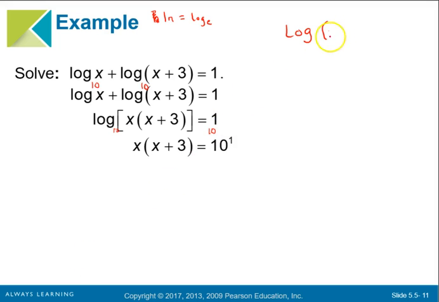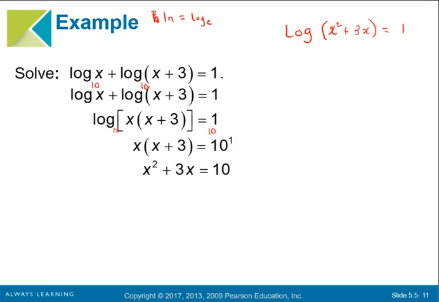I was going to say I also have, I could have said log x squared plus 3x, and then gone on from there. I could have had the 1. Neither of these would have been wrong. You could have done either way. Either approach will work. So in this case, we've got our 10 there, raised to the 1. And so that gives me x squared plus 3x equals 10.